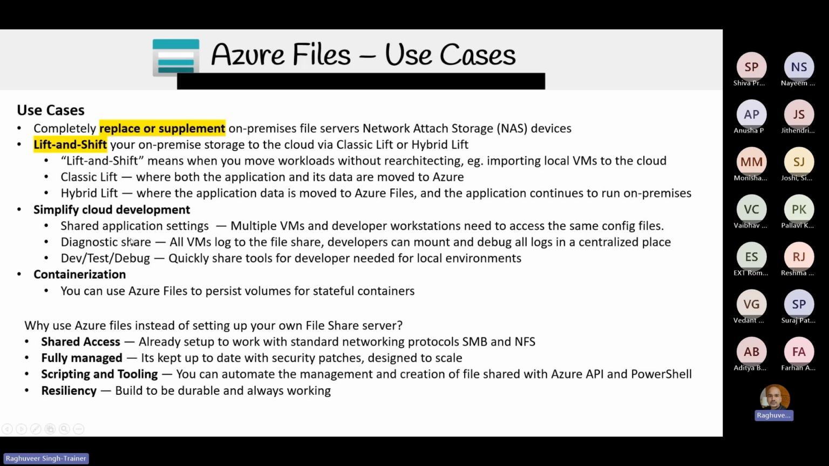So as I said, there are four types of storage: blobs, files, tables, and queues. Tables and queues are out of scope. Blob and files. Blob means object storage and managed disk. File means network storage, file share.